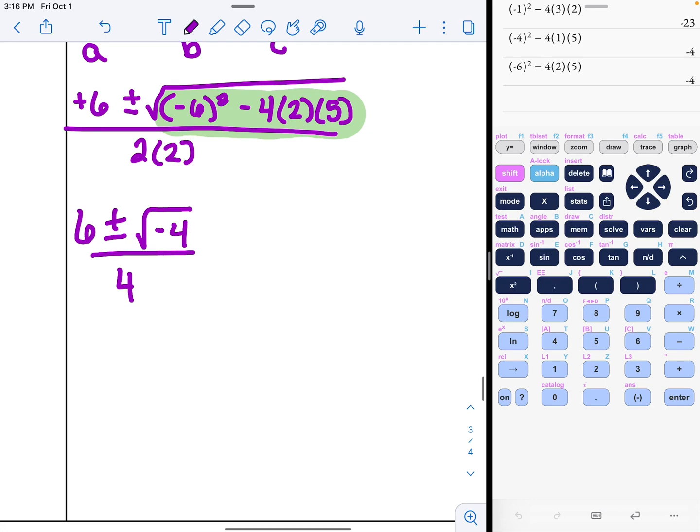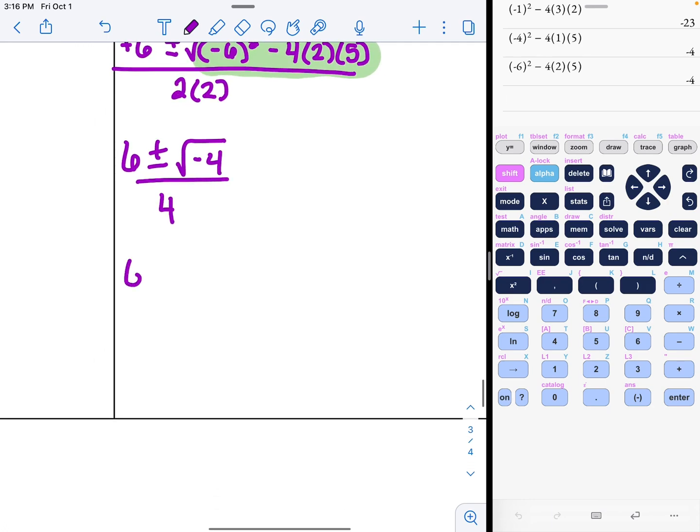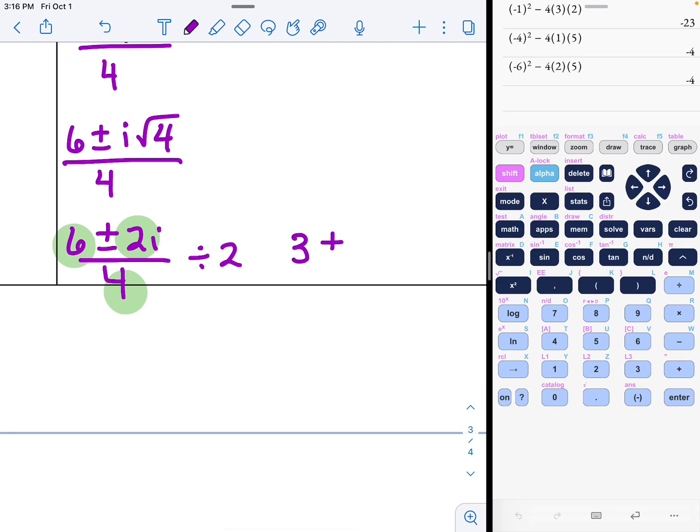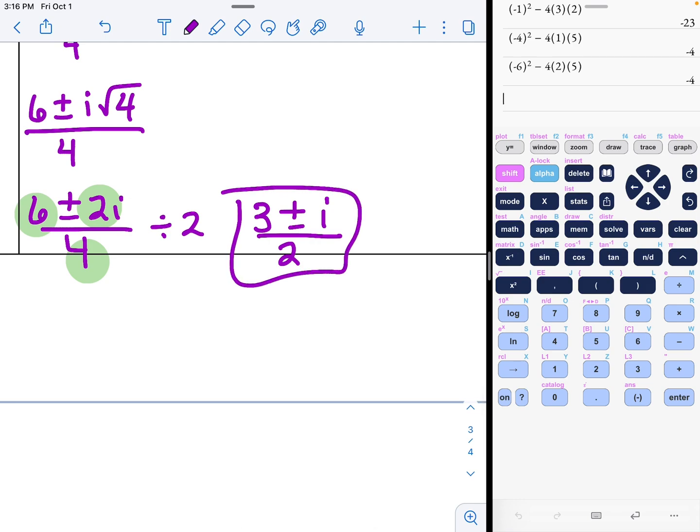So we actually just saw this in the previous. We're going to change that to i square root of 4. And then we already know that the square root of 4 is 2. The only thing I kind of regret about these notes, oh, hold on. Finish the problem, Amy. Boom, boom, boom. See those three numbers? They all divide by 2. So I can get 3 plus or minus i over 2. I'm very happy with that answer.